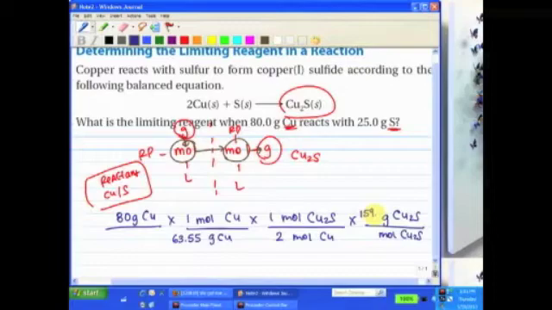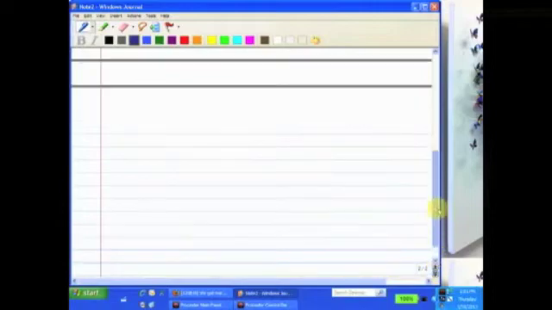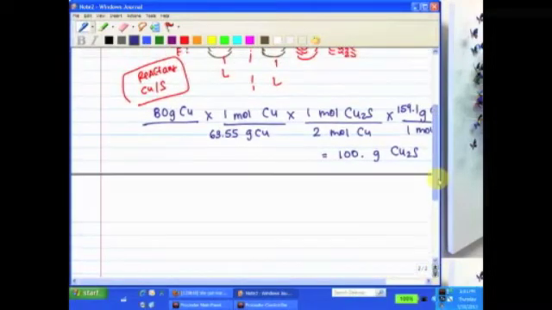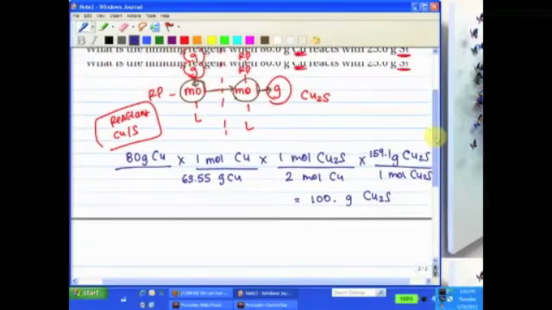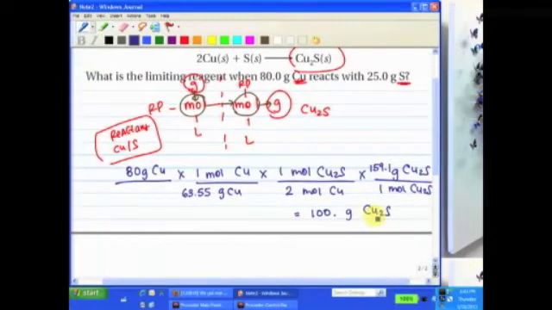It's going to be 159.1 over 1. Multiply across, divide by everything on the bottom. Put it in your calculator correctly, and you're going to get exactly 100 grams of Cu2S. So, theoretically, if you had started with 80 grams of copper, you could make 100 grams of Cu2S.